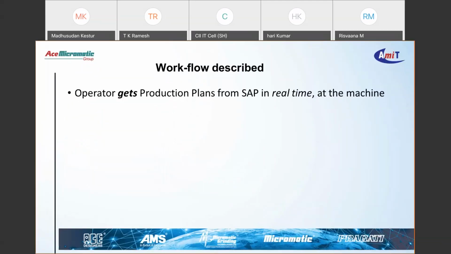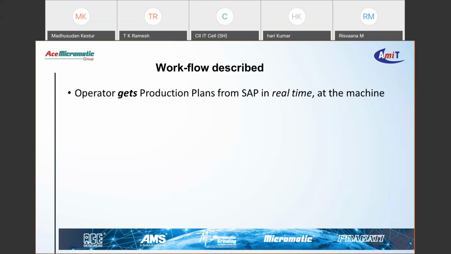So at the machine, we have deployed a 7-inch HMI and a PLC to integrate with the machine. All the 65 machines plus some 60 energy meters are networked, and all the data goes to a central server. The workflow is something like this. The operator comes to the machine, clicks a button to get the production plan from SAP in real time.